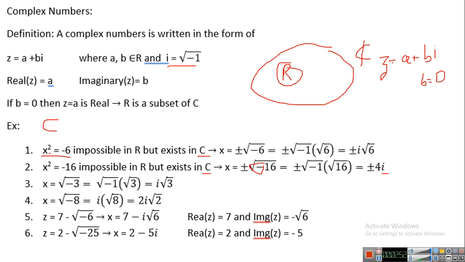In these examples, for these complex numbers, I don't have a, I have only the i term. So here a is 0 and b is plus or minus radical 6. Here a is 0 and b is plus or minus 4. Here the same story, radical minus 3 is radical minus 1 times radical 3, so it's i radical 3. Radical minus 8 is i radical 8, and radical 8 is 2 radical 2, with i.